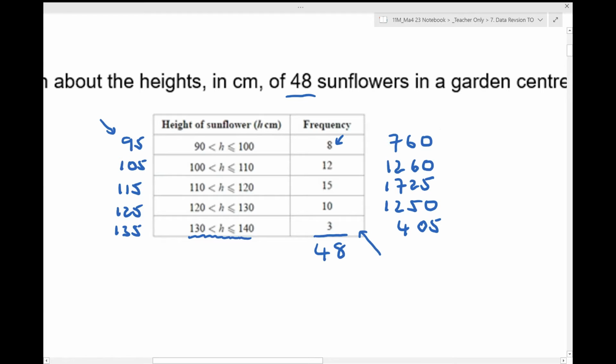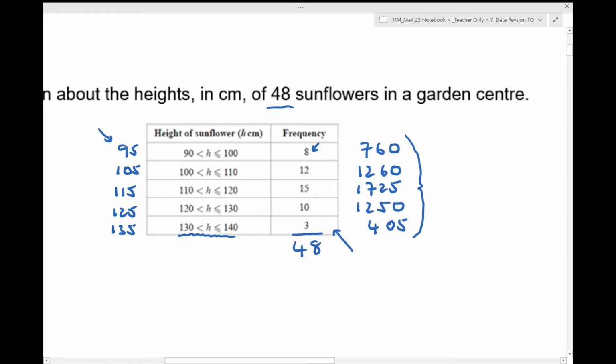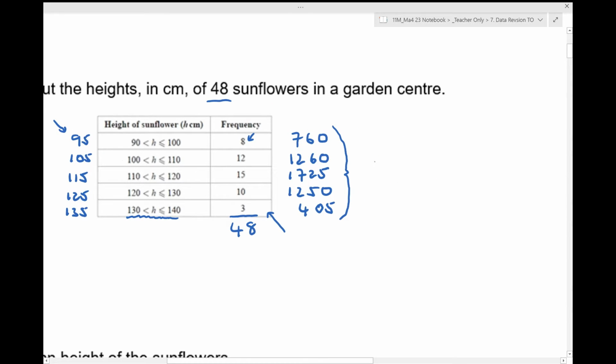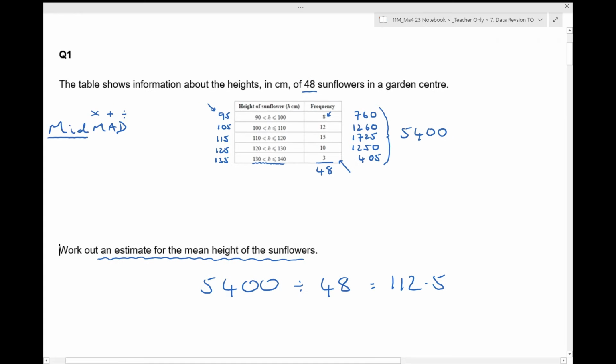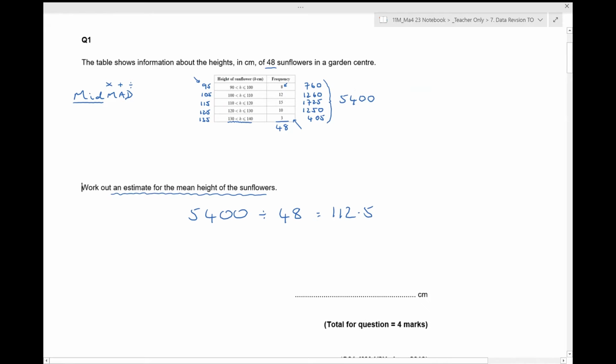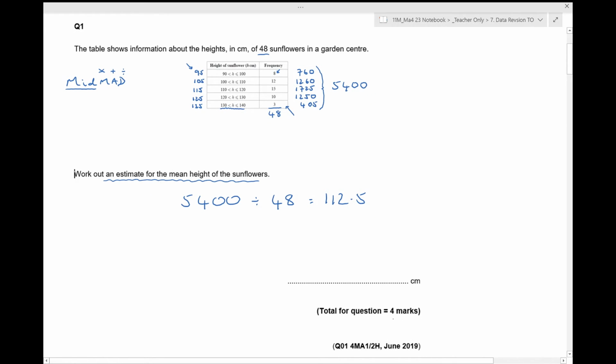Mid-mad: multiply, add. I'm going to add up these numbers here, which will give me the total heights of all of the 48 sunflowers. So if the total heights of all the 48 sunflowers is 5,400 centimetres, each one of them on average will be 112.5 centimetres tall, dividing by the number of sunflowers, 48. And that is question 1 complete. And that would be 4 marks on the June 19 paper 2H.